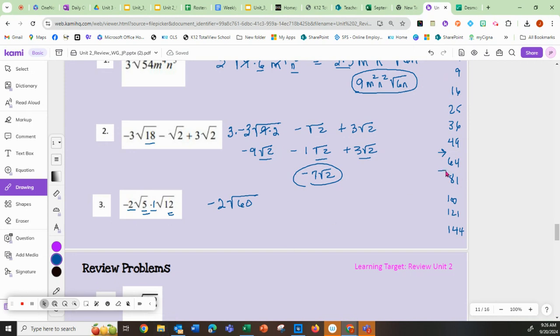60 is not a perfect square. It lies between 64 and 81. So I have to find a number that will go into 60 that is a perfect square. And the largest number that's going to go into 60 that's a perfect square is 4. I'm going to take the square root of 4. 2 is going to come out. If there's already a number on the outside, those numbers always get multiplied together. And then I'm left with a final answer of negative 4 square root of 15.